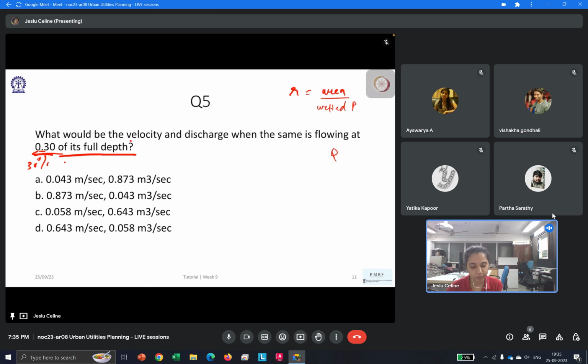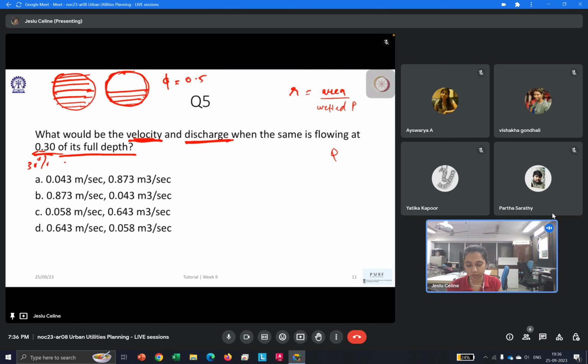They have asked to find both velocity and discharge when the same is flowing. Basically, before, we assumed that it is flowing full. As discussed, sewage lines never flow full, but for calculation purposes it was given as flowing full. And now it's said that it is flowing only 30%. What will the velocity and discharge be? The conduit dimensions given in the previous question are the same. So we know that D is equal to 0.5.